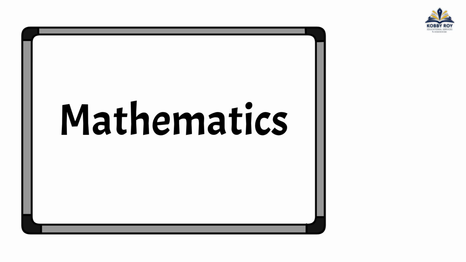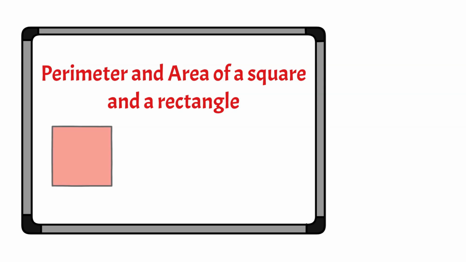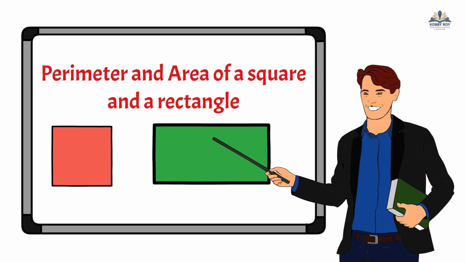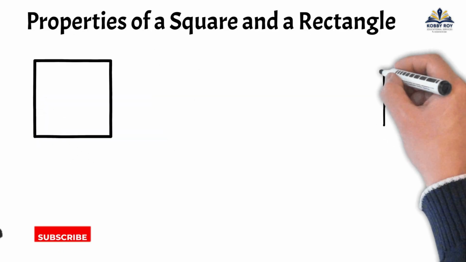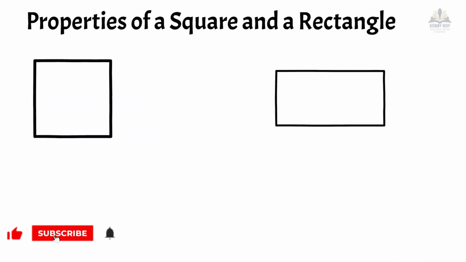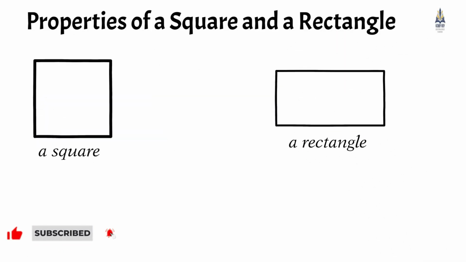Today, we're going to explore two important concepts about two special shapes, the square and the rectangle. We will learn about their perimeter and their area. Let's begin. To begin our exploration, let's first get to know our two shape companions side by side. Let's look at the square and the rectangle.